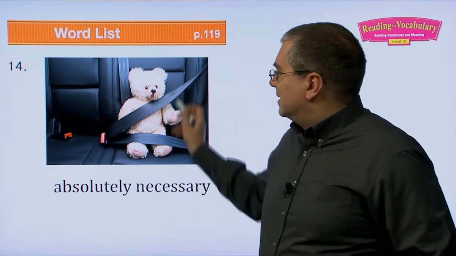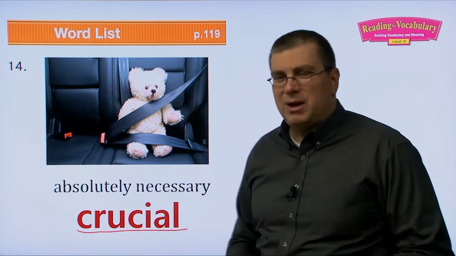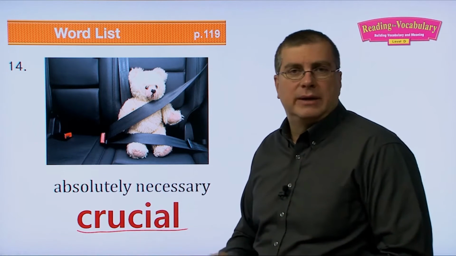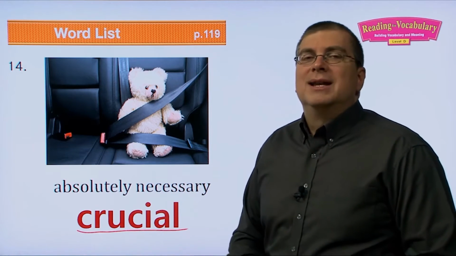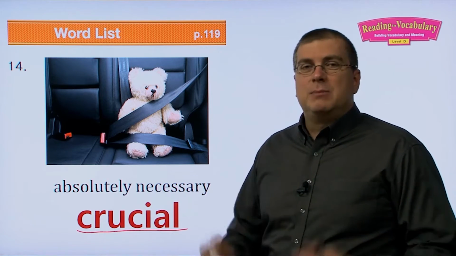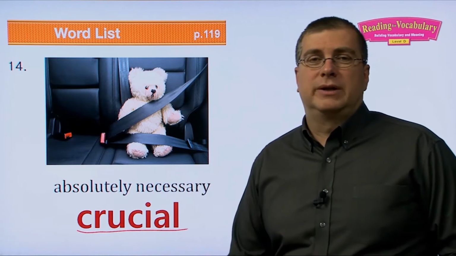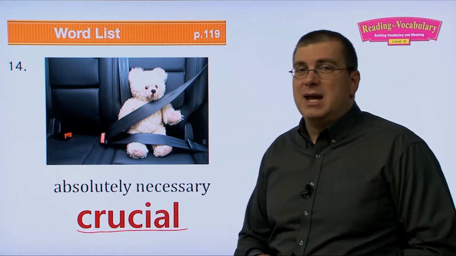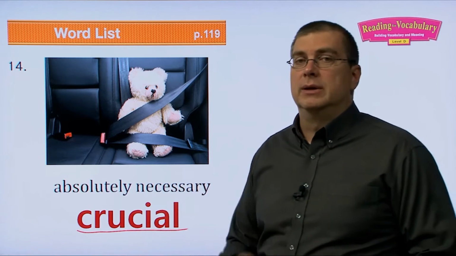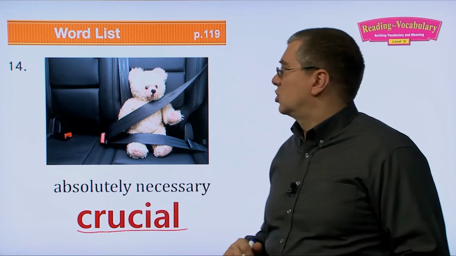Okay. 14. Absolutely necessary. So what is it? It's a seatbelt. Absolutely necessary. It's crucial. Now a seatbelt, some people may argue, well, a seatbelt's not absolutely necessary, right? A lot of times I don't get in an accident. But nowadays, because of safety and because of the traffic laws, we think seatbelts are absolutely necessary. They're crucial. They're very important, because if you do get in an accident, they're absolutely necessary to make sure that you are not injured or killed. So they are crucial. Crucial, something that's needed very much.